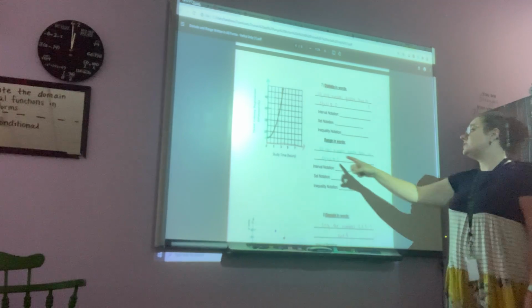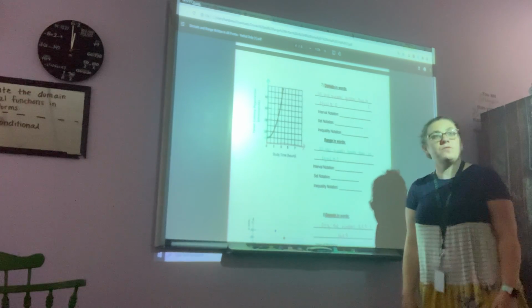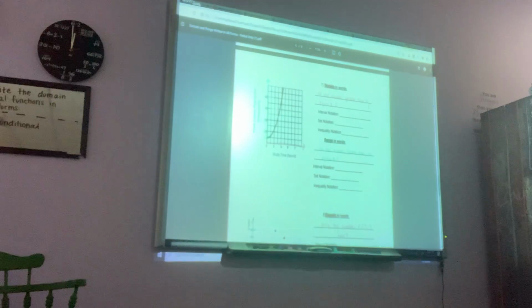Yes, my range should have said all real numbers greater than or equal to 5,000. Everybody got it? Okay, don't fall in the same trap that I fell into. Any other questions on this graph?